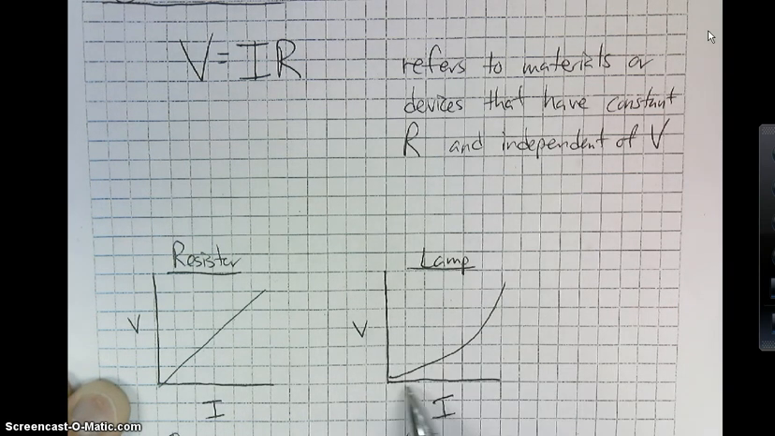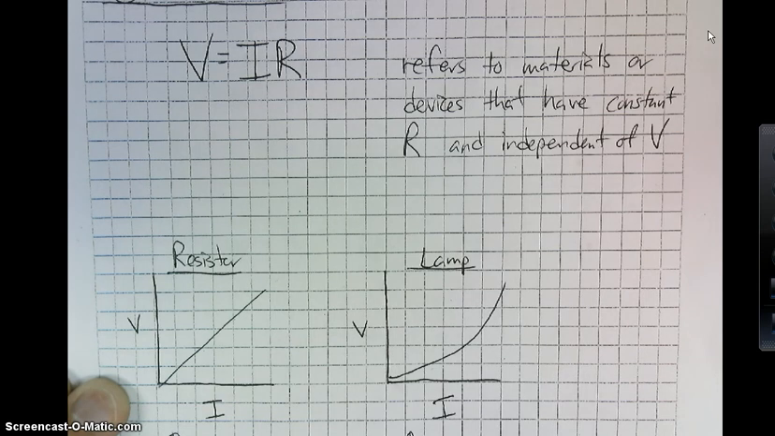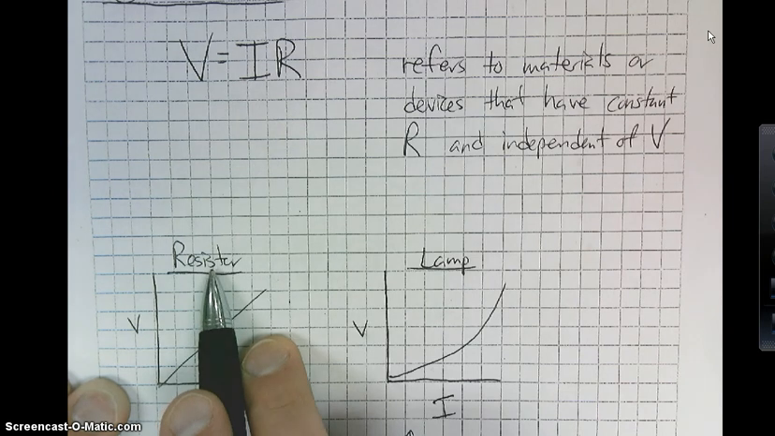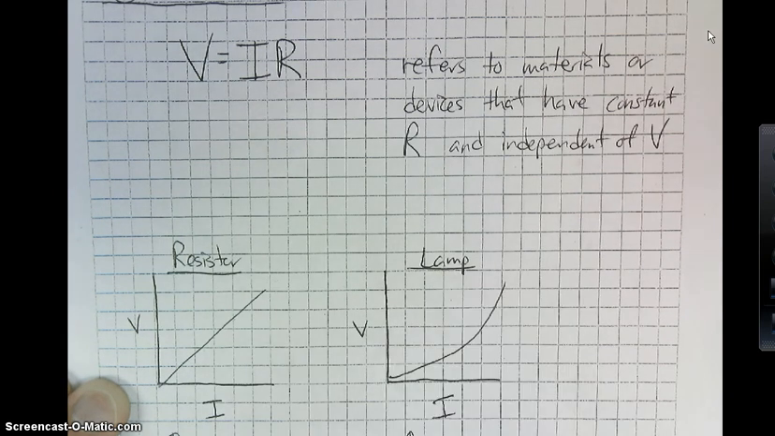But for something like this, a voltage versus current graph where it's curved, well, then that means the slope at any one of those points is not the same. Therefore, the resistance is not constant. Now this one is for a normal resistor, and this is for a lamp. Well, why are they different?